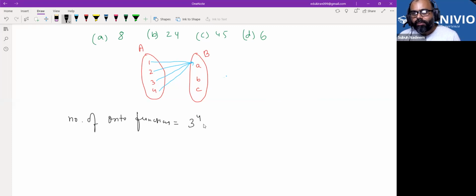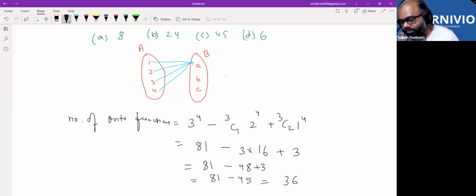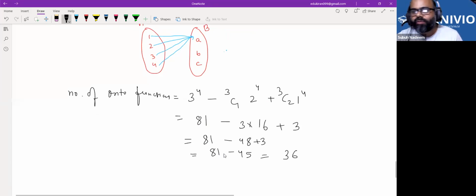So 3 to the power 4 minus, we select 1 from there, 3C1, and we do 2 to the power 4, then plus 3C2, and 1 to the power 4. So this will be 81 minus 3 into 16 plus 3. So 81 minus 48 plus 3. So it will be 81 minus 45, 36 it will be. So this is the number of onto functions.